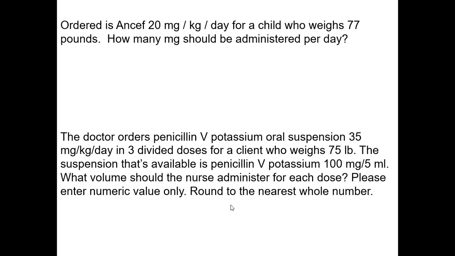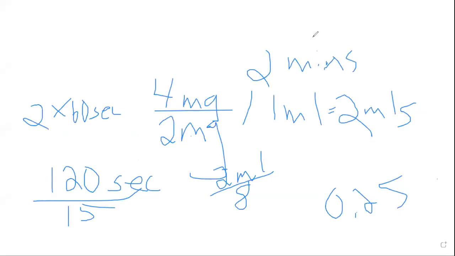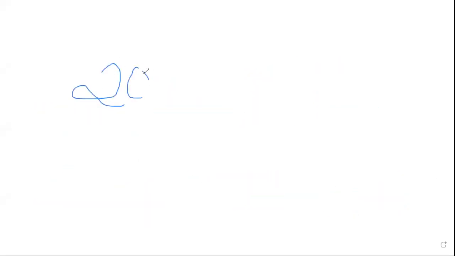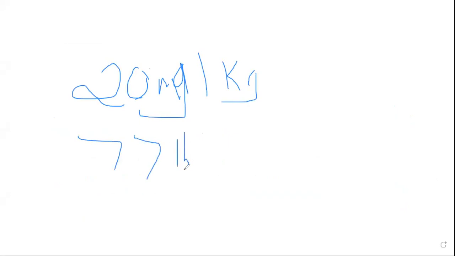So we have 20 milligrams per kilogram and our child weighs 77 pounds. Okay, so let's go to the whiteboard. All right, we have 20 milligrams per kilogram ordered. Our child weighs 77 pounds. I'm going to divide by 2.2. I think that's going to give us 35 pounds. Okay, it does. That gives us 35 pounds, I mean, kilograms, I'm sorry.